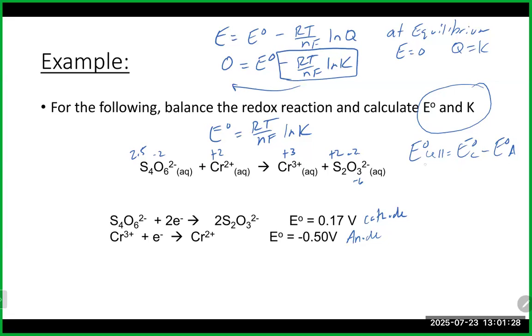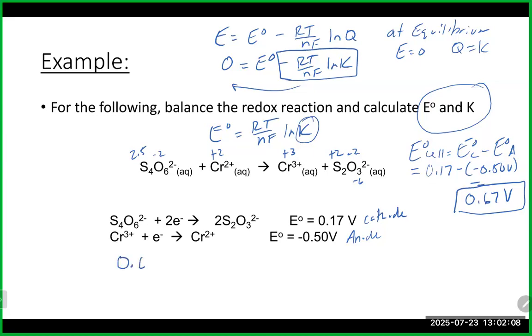So popping in our numbers here, and again, I'm not going to change the sign, we're going to go 0.17 minus a minus 0.50 volts. That looks like 0.67 volts. So that's a positive voltage, which means we should expect this reaction to be spontaneous. That also means we should hopefully expect a larger value for K when we do solve for it. So let's see if that is the case.